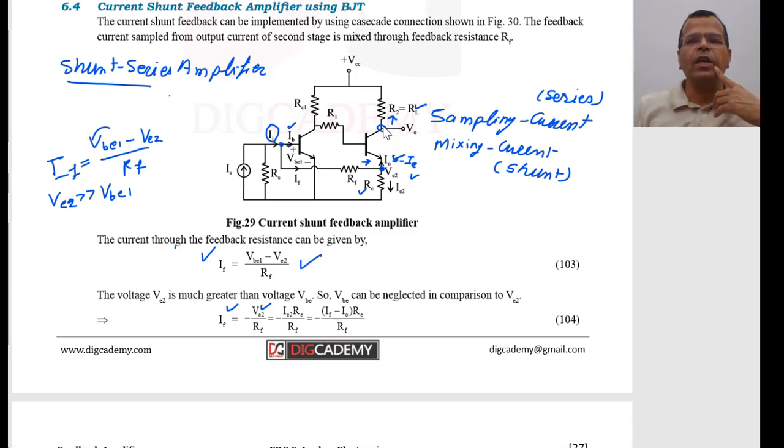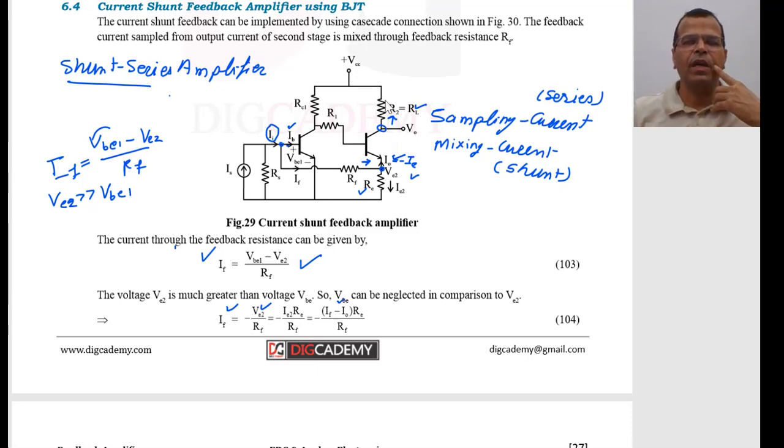But what is IE? You can see current here is what? This is incoming current, this is outgoing current, this is outgoing current. So IF must be equal to I0 plus IE, right? So IE will be equal to IF minus I0. So that IE is IF minus I0 into RE by RF.